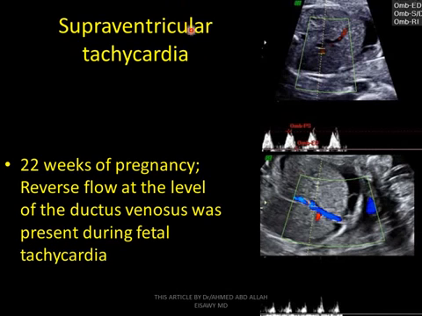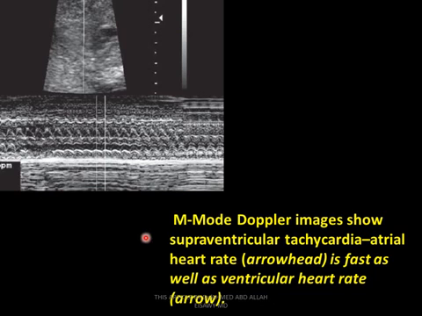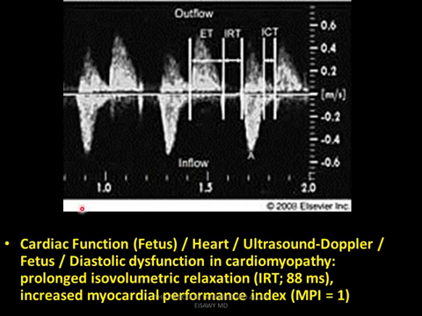Supraventricular tachycardia, 20 weeks of pregnancy: reverse flow at the level of the ductus venosus was present during the fetal tachycardia. All this is pericardial effusion, ascites, reverse flow in ductus venosus. All this is manifestation of what? You have intrauterine growth restriction, there is a stress in the fetus. Ductus venosus reverse flow. Doppler shows supraventricular tachycardia, atrial heart rate as fast as the ventricular heart rate. Both are fast, atrial heart rate and ventricular, supraventricular tachycardia.